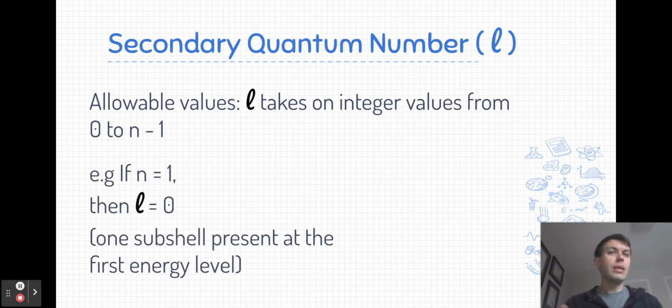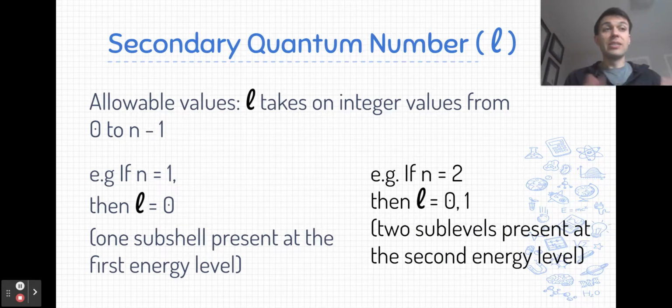For example, at the first energy level, when the principal quantum number is 1, there's only one option for l. It can only be 0. Now, 0 does not mean nothing. 0 here indicates that there's one sublevel, the l equals 0 sublevel type. When n is equal to 2, the integer values from 0 to n minus 1 are 0 and 1. That indicates that there are 2 sublevel types present at the second energy level: a 0 type sublevel and a 1 type sublevel.